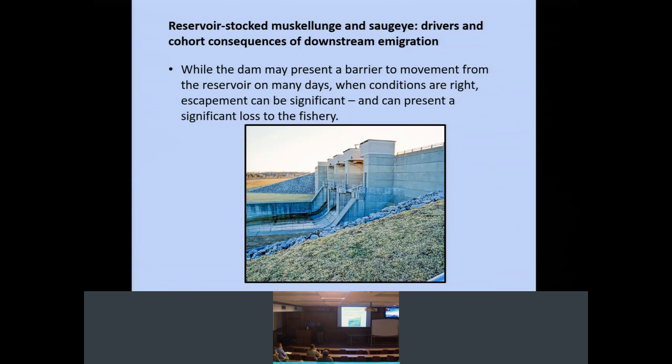So, kind of conclusion from this is that while the dam may present a barrier to movement from the reservoirs on many and even most days, when conditions are right, that is the right season with the right discharge, escapement can be significant and can present a significant loss to the fishery. Okay, so I'm gonna stop there with this study and I'm gonna move on to the next study.